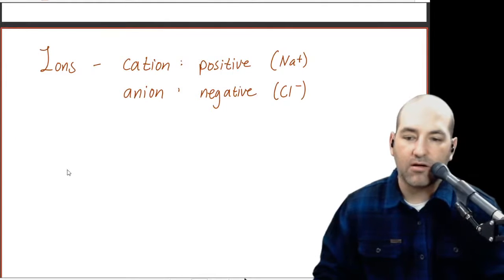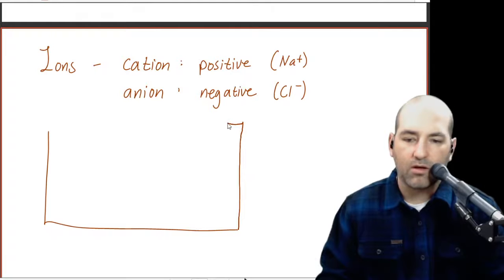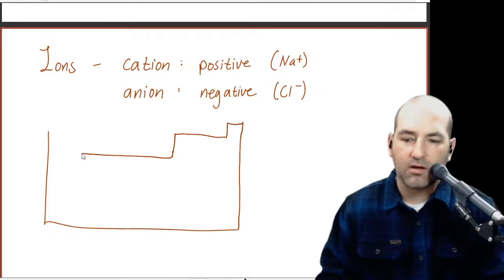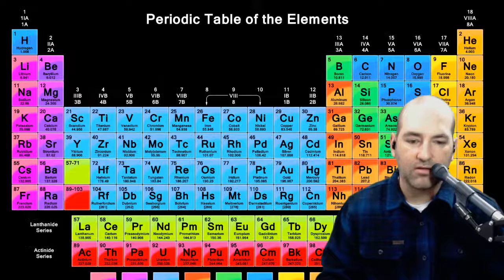So let's go back to our document here. This is also in the reading, by the way. So if what I'm saying isn't making sense, you can check it out in the reading. All right, so here's our periodic table. Here's hydrogen, here's helium, and so on. I think I did that right.